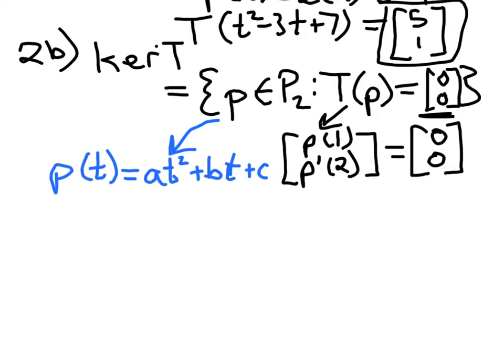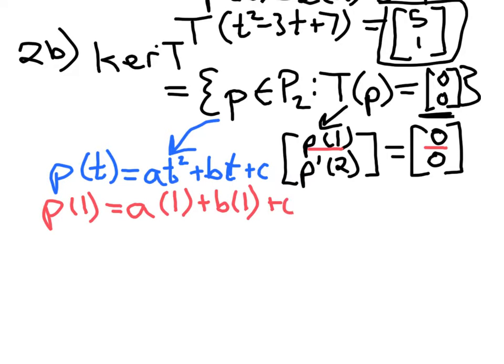Okay, so now matching up one entry at a time. So P of 1 is to equal 0. So P of 1, if we plug 1 into this generic polynomial that I wrote in blue, we'd have a times 1 squared plus b times 1, we're substituting 1 for the t's, plus c. So if it belongs to the kernel, then we want a plus b plus c to equal 0. So there's one condition we've come up with for the polynomials in the kernel.